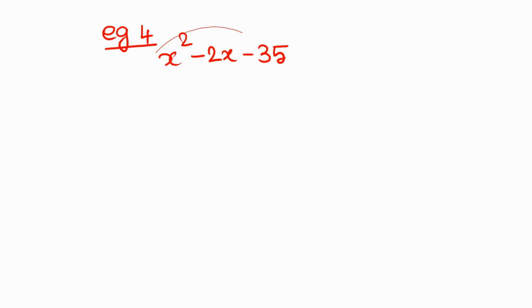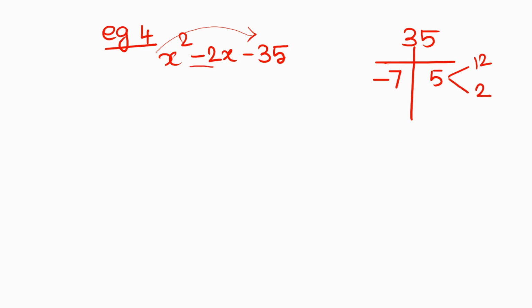Consider next example, x square minus 2x minus 35. So 1 into minus 35 is minus 35. The factors are 7 into 5. If I add these two values, I will get 12. If I subtract 7 and 5, I will get 2. So here minus 2 is there in the coefficient of x. So the greatest number should take minus sign. So minus 7 plus 5.